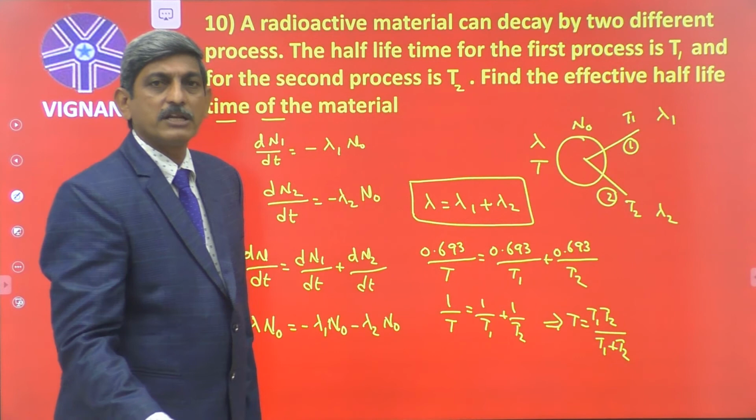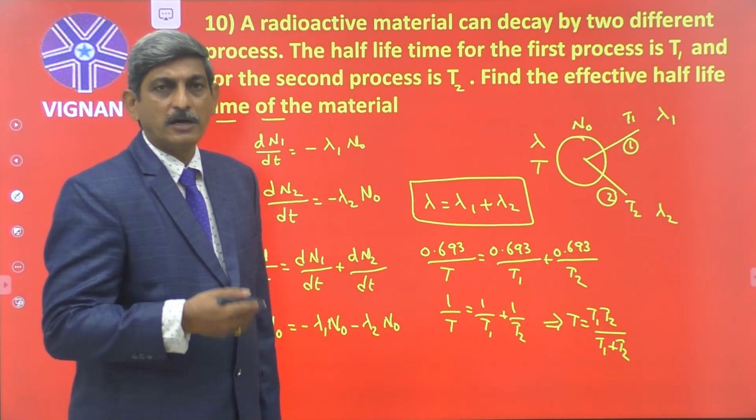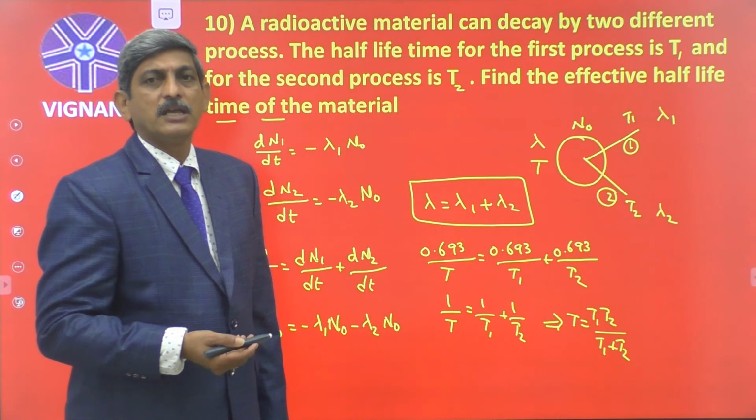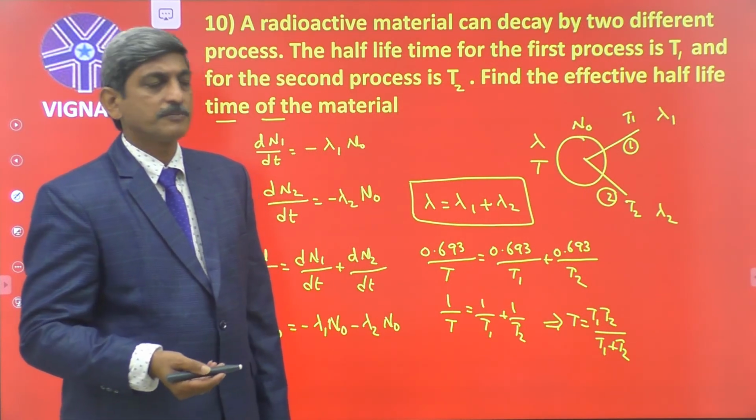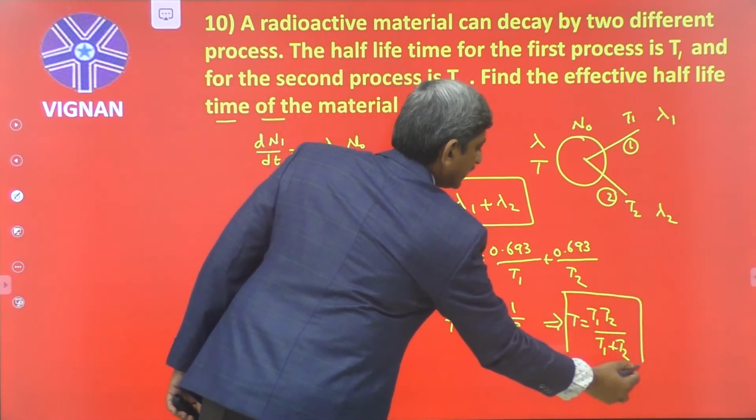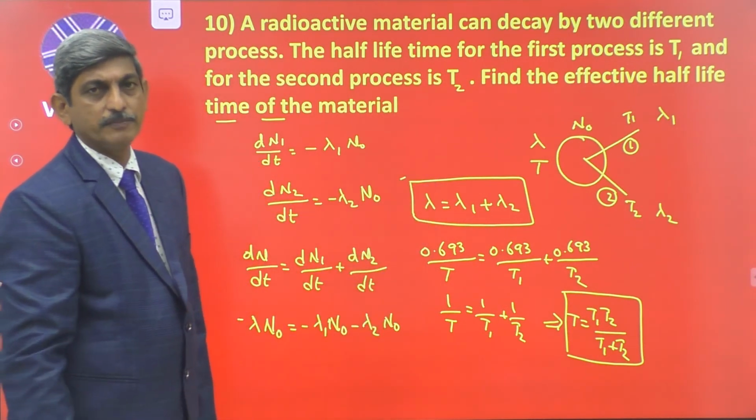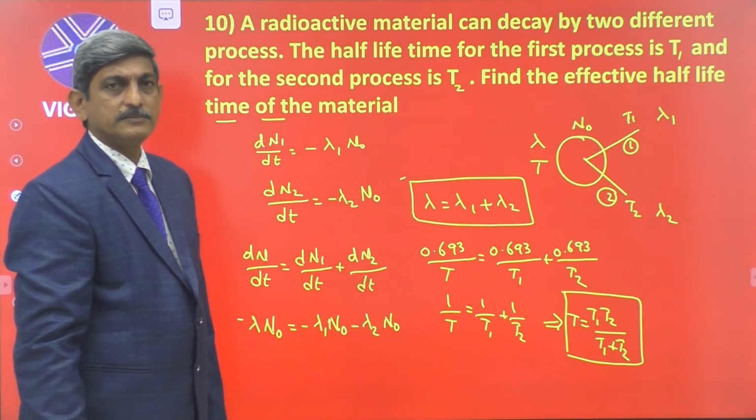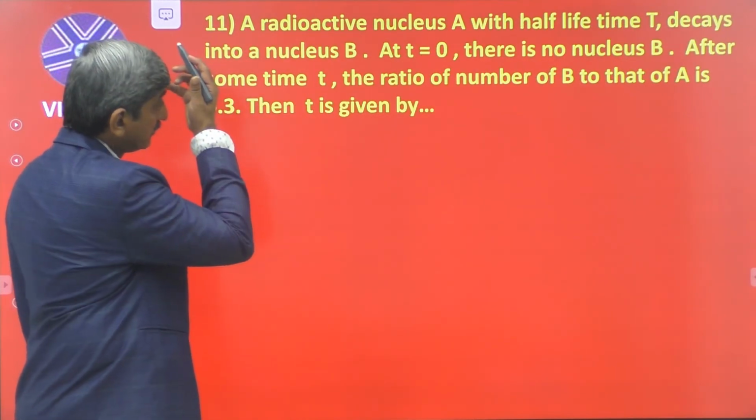So sometimes while giving the problems, T1 and T2 numerical values may be given and we want to determine the effective lifetime value or the decay constant value in such problems. Okay, so these are the final results obtained for the effective half-life time and the effective decay constant of the sample. Okay, let's come to the next problem.